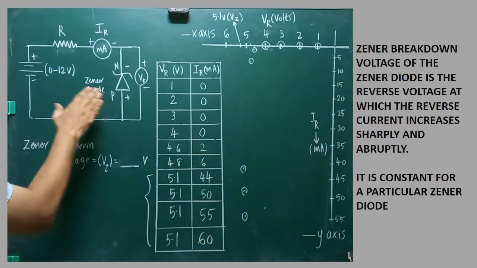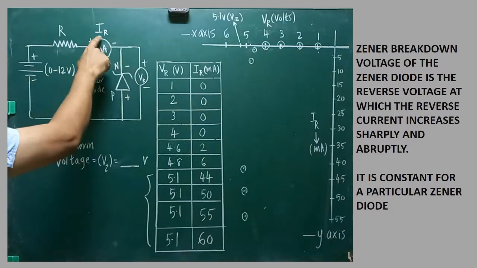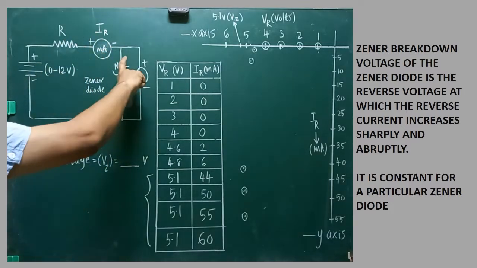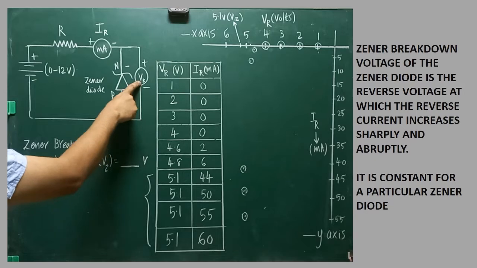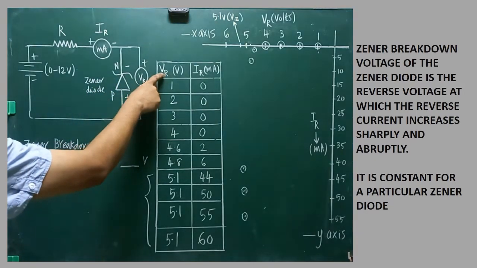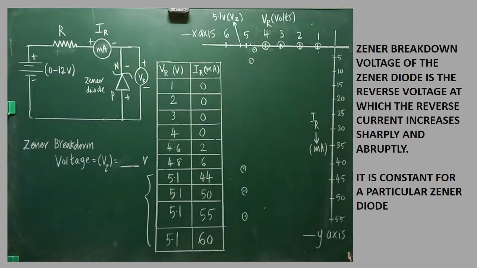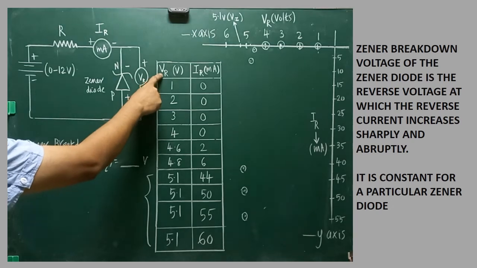Since it is connected in the reverse bias, the current which is passing through the circuit is called reverse current. The voltage which is given across the Zener diode is called reverse voltage. Now I am going to vary the value of reverse voltage, and the corresponding reverse current will be observed. Are you clear? How to vary the reverse voltage?